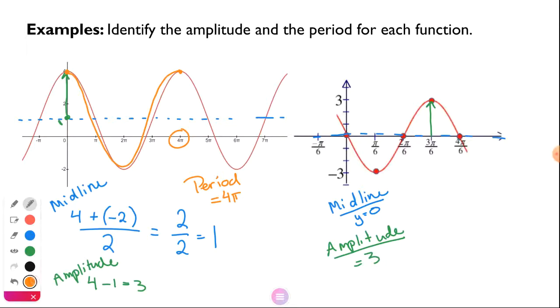And then finally the period. Okay, so how long until it repeats? Well, if I start here, down, up, and then that's where it would start to repeat. So I started from 0 and I went to 4 pi over 6. That would be your period.